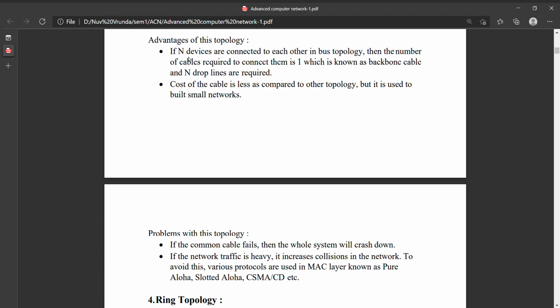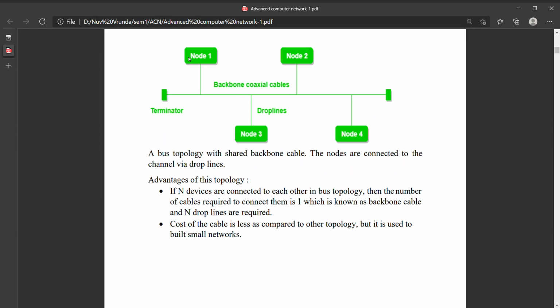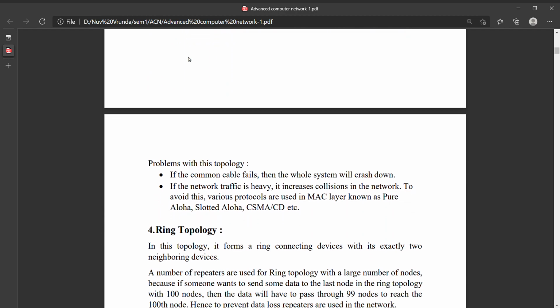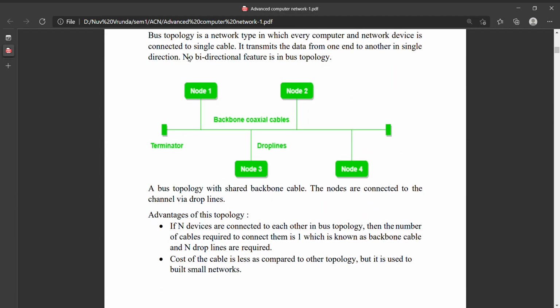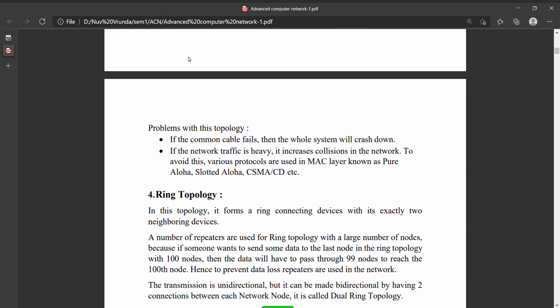The cost of cable is less compared to other topologies, but it is used to build small networks. This type of network is used in a normal lab, like in schools and colleges. A normal lab can use bus topology. Also, it supports the concept of token passing. The problem with this topology is that if the common cable fails, then the whole system will crash down.